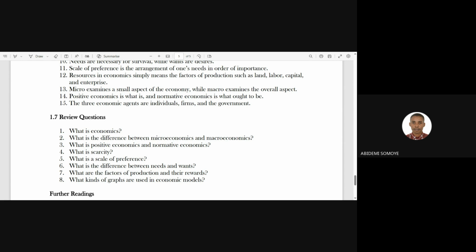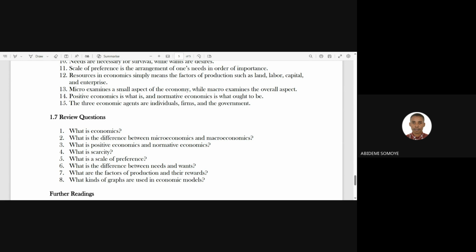If you think like a business person, if you own a business, how do you put that? So land, labor, capital, and enterprise. Okay, like entrepreneurship. Look at number 12. It says resources in economics simply means the factors of production such as land, labor, capital, and entrepreneurship or enterprise. You could say enterprise or you could say entrepreneurship.